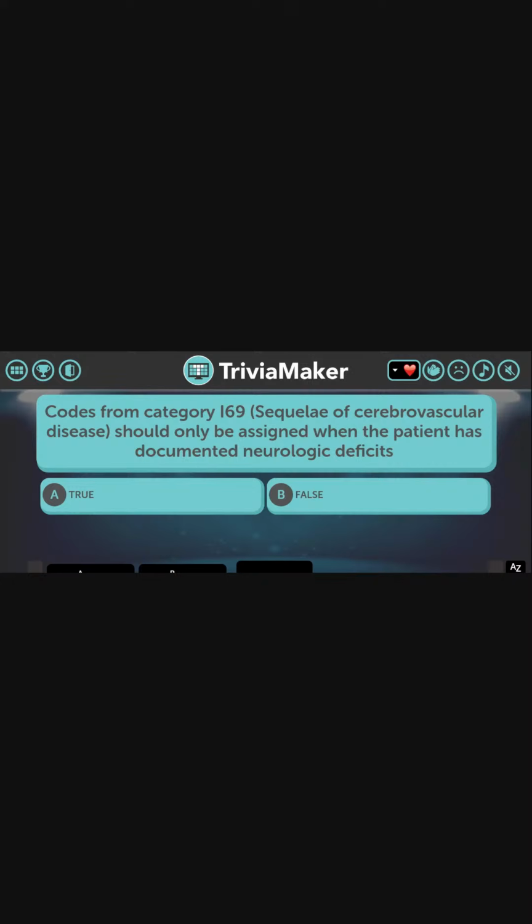All right, I am loving this participation that is in the chat right now. You guys are doing awesome. So yes, this one would be true. We are just going to learn all about category I-69. That's a big part of that specific section of guidelines. So yes, it should only be assigned when the patient has documented neurologic deficits for sure. So yes, I agree. Great participation. Keep up the great work. All right, let's move right along.